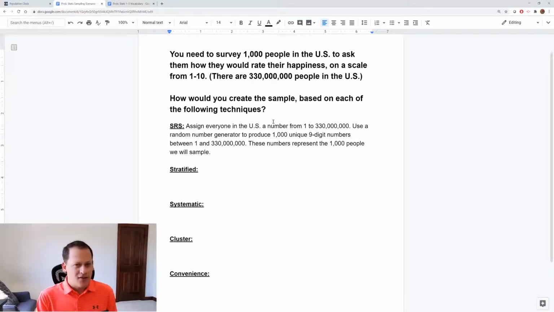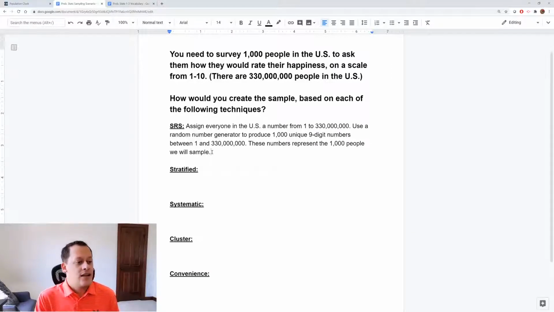And I know people have social security numbers already, but those are not sequential, I don't think. So numbering them this way would probably be best. Once we numbered everyone, we would use a random number generator to produce 1,000 unique 9-digit numbers in our range from 1 to 330 million. So these numbers would represent the 1,000 people we will sample.